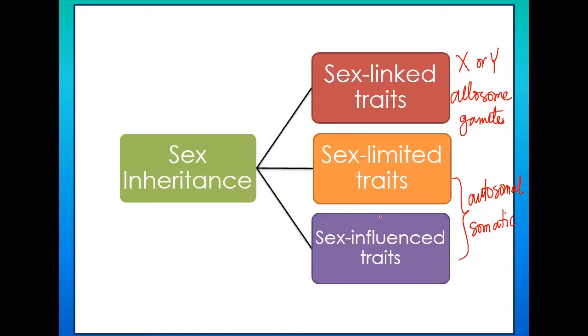Again, in sex inheritance, there are three modes. It could be sex-linked traits, sex-limited traits, or sex-influence traits. What makes them different? For sex-linked, traits are found on X or Y chromosomes, while for both sex-limited traits and sex-influence traits, the gene for that trait is found on autosomes or your somatic chromosomes.